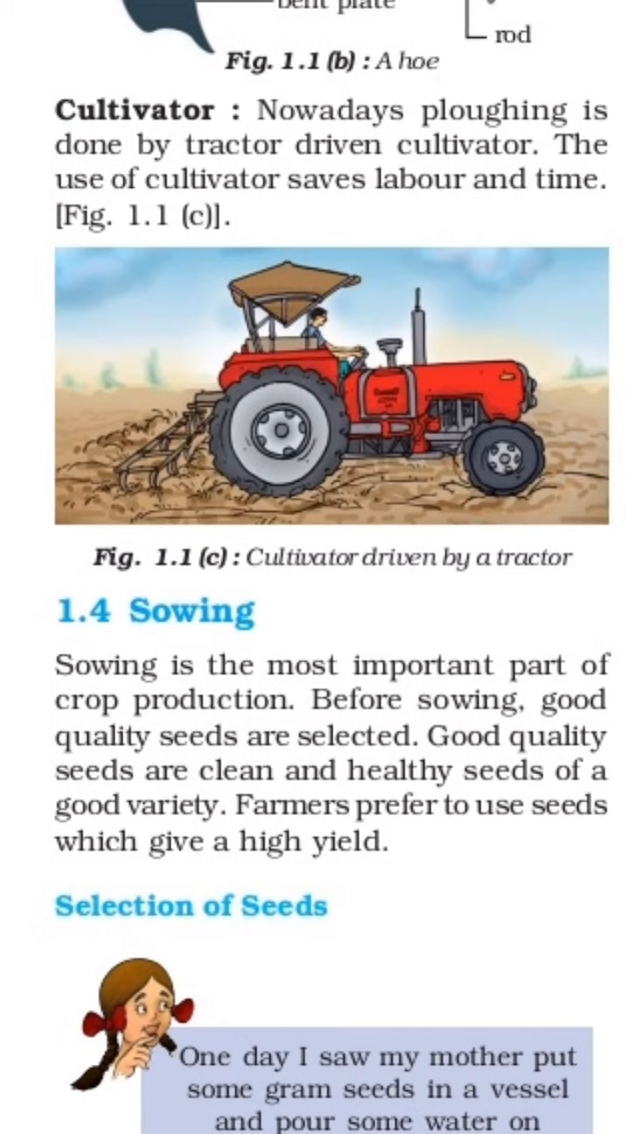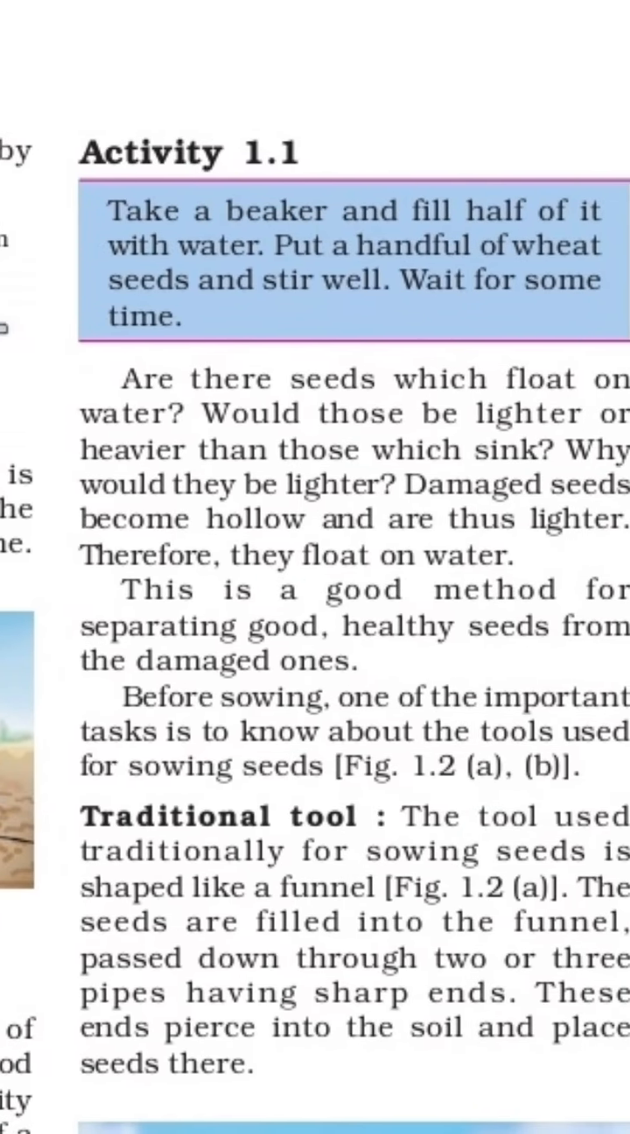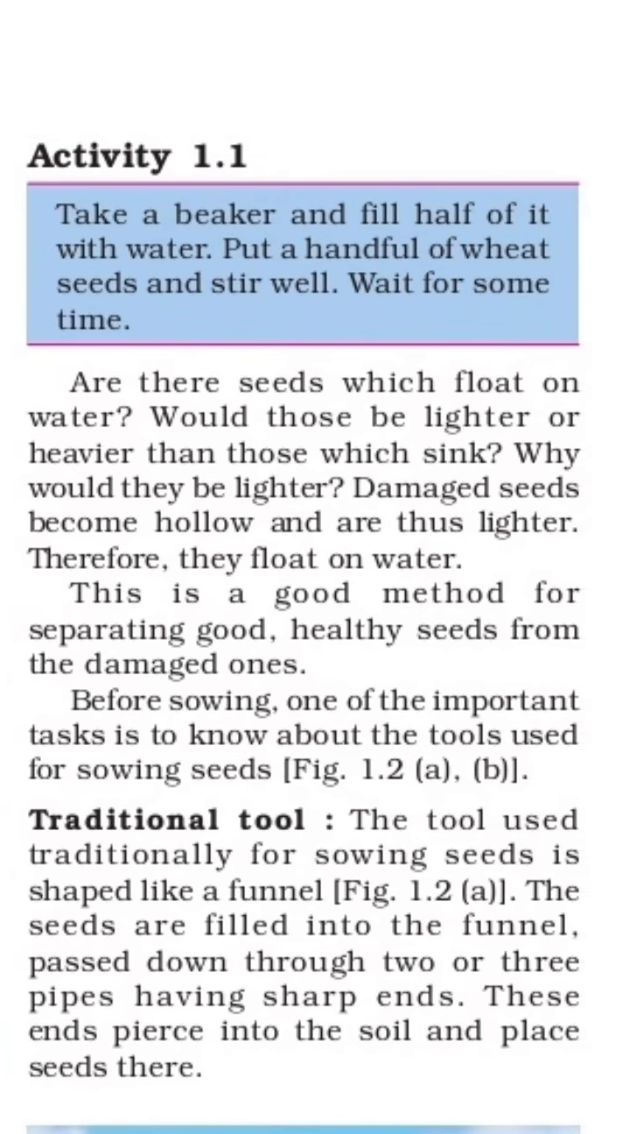yield. For the sowing purpose, farmers require good quality seeds, which are clean and healthy, and which give more crop production and better quality. For that purpose, selection of the seeds is most important. One activity is given here on the upper side, activity 1.1.